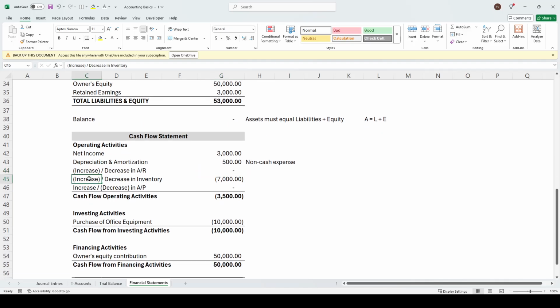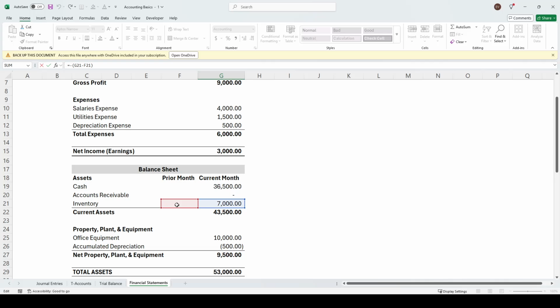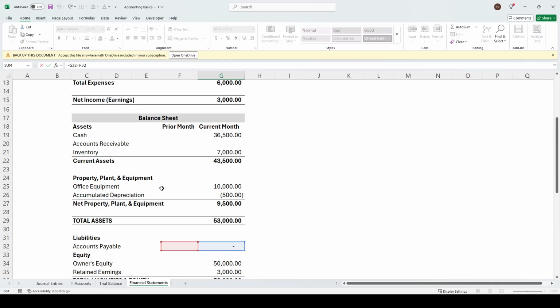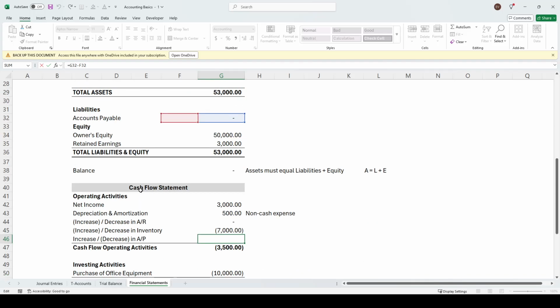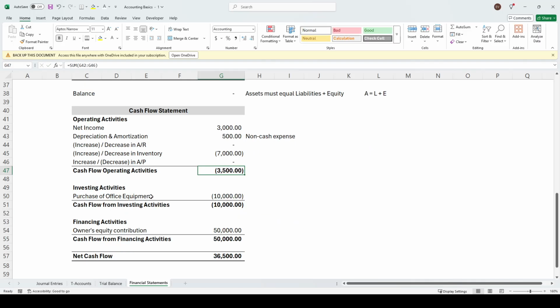The next item here is increase or decrease in inventory. So if you recall, we started the prior month with $0 in inventory, and the business owner spent $7,000 to acquire the inventory, and so you're going to see the cash outflow to represent the decrease in cash that took place to purchase the inventory. And then for accounts payable, there was no increase or decrease in accounts payable, so therefore no cash inflow or outflow for the business. So total cash flow for operating activities is $3,500.